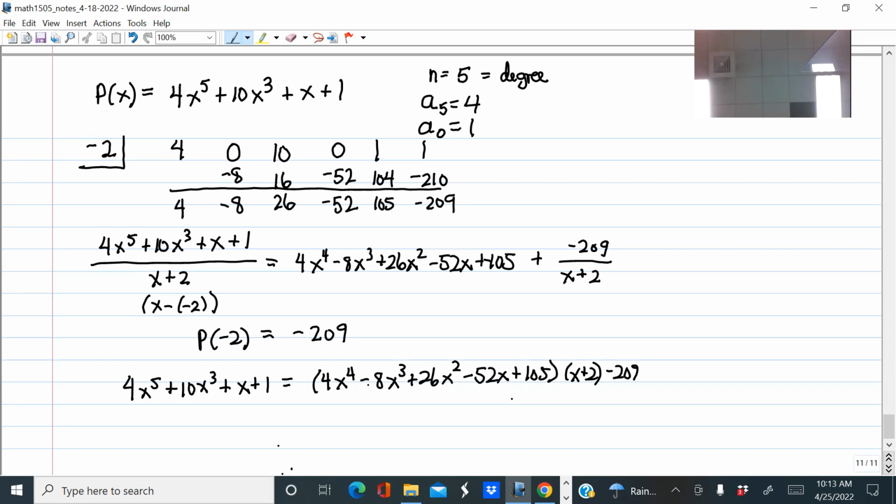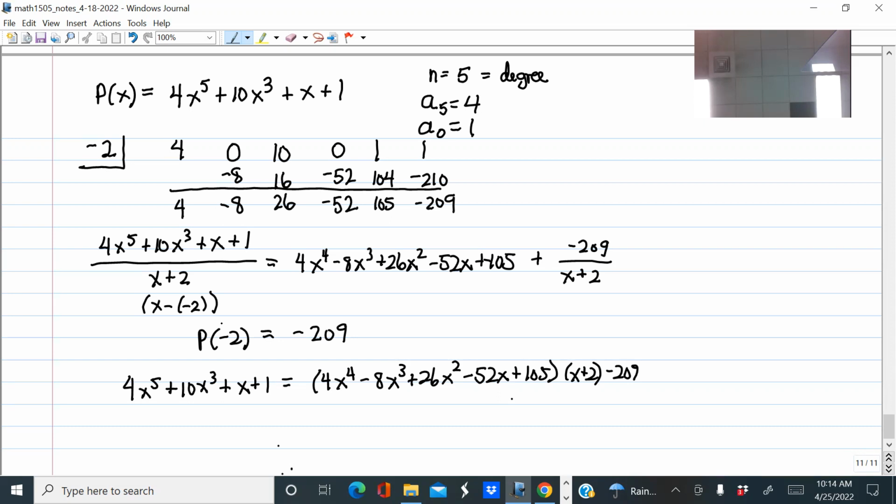So if you plug minus 2 in for x into this expression, which is the same as plugging minus 2 into this expression because they're equal, you're going to get just this remainder here, which is minus 209. So that's why we know p of minus 2 is the remainder. It's minus 209.